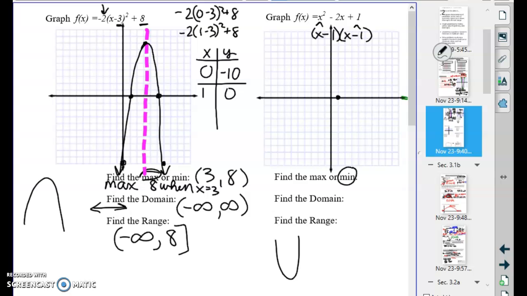So what is the minimum? Well, let's graph a couple of other points just so that you can see that I could know that for sure. So that's not what I wanted to do. Let's see.